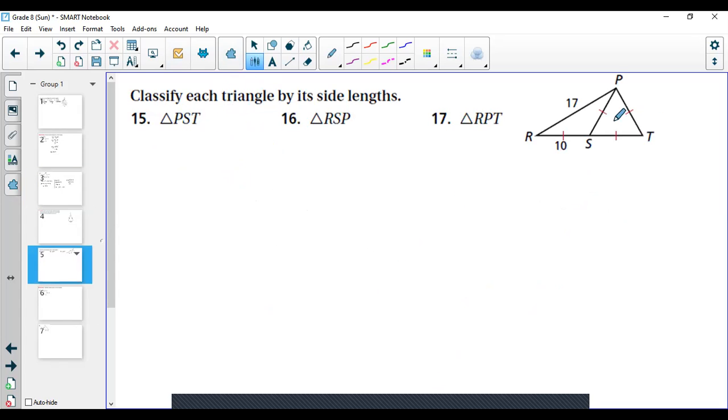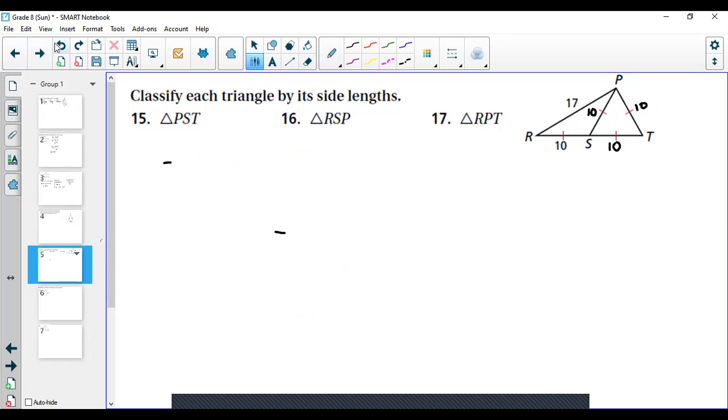Classify each triangle by the side lengths. Now this is similar to that easier question which we did. What did they say? They said all these three sides are equal and it's also equal to this side. So if this side is 10, this side is also going to be 10. Now if this side is 10, this side also is 10 and this side is also 10 and RP is 17. Okay, classify triangle PST.